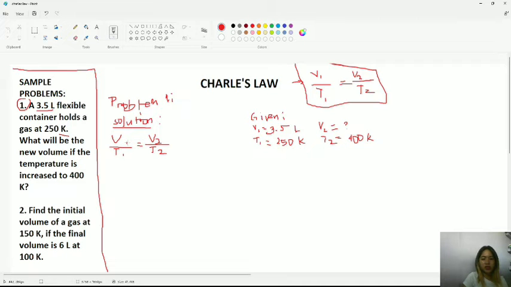So, we just substitute the given values. The initial volume is 3.5 liters over the initial temperature of 250 Kelvin. The final volume is not yet determined. This is what we will solve. And the final temperature is 400 Kelvin.